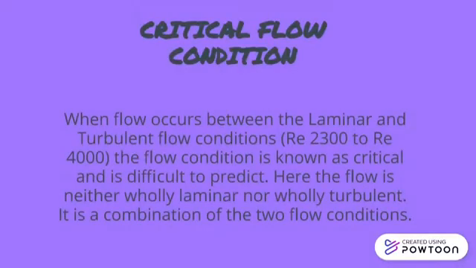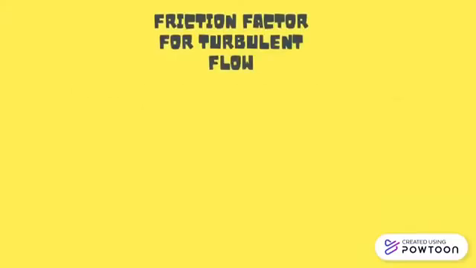Okay, for the critical flow condition, when flow occurs between the laminar and turbulent flow conditions, Reynolds number 2300 to Re 4000, the flow condition is known as critical and is difficult to predict. Here, the flow is neither wholly laminar nor wholly turbulent. It is a combination of the two flow conditions.